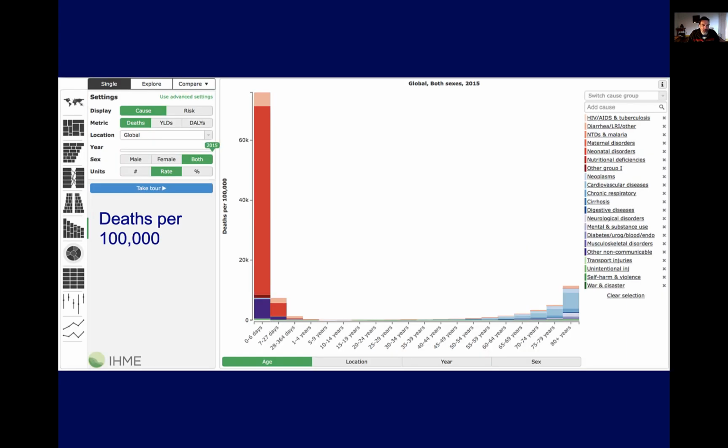And this slide is now showing the death rate per 100,000 population, and you can see that proportionally now, younger persons and older persons to a certain extent are much more likely to die in a given year, and that the overwhelming majority of deaths among younger persons is due to the infectious disease group, maternal and neonatal disorders, and nutritional deficiencies.